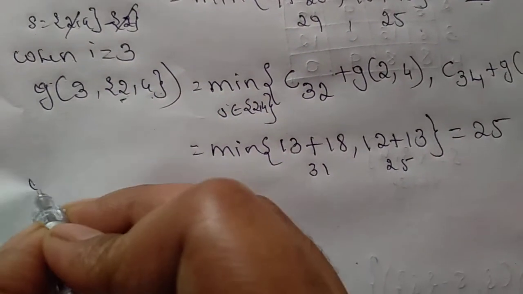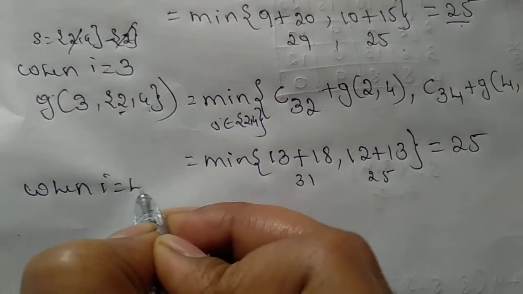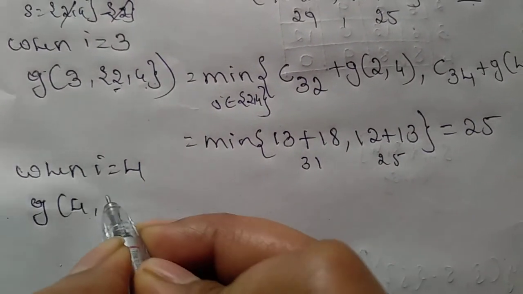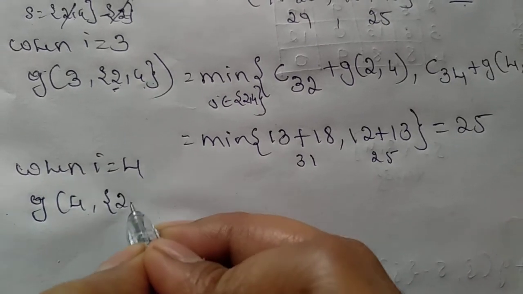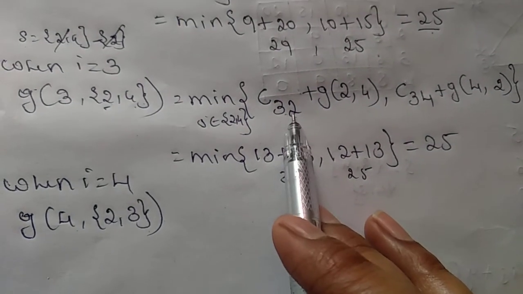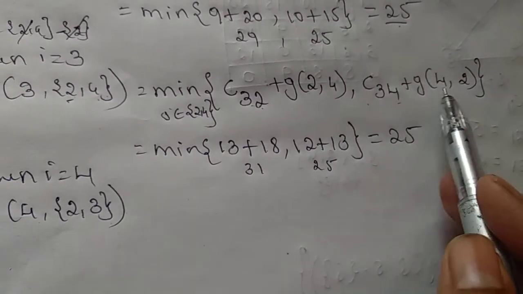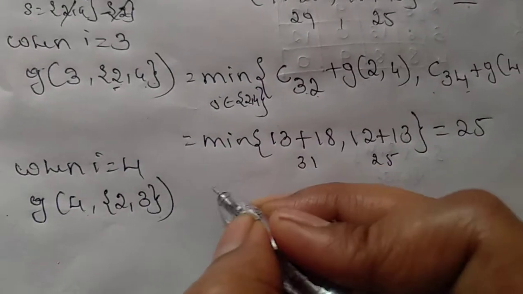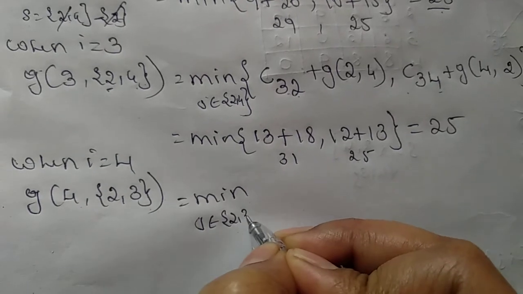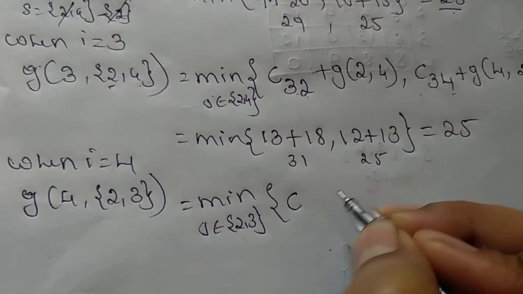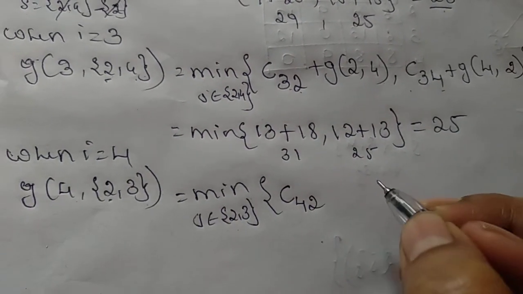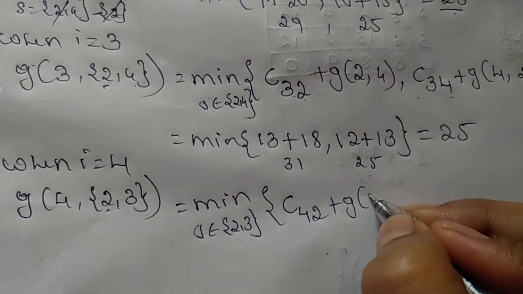Next, from 1, I'm not going to either 2 or 3. I'm going to 4. So when i is equal to 4, what is the possibility? Again, it can either go to 2 first or it can go to 3 first. See here, from 3 it goes to 2, then 2 to 4. If it goes to 4, then 4 to 2. Here also the same thing. Min j belongs to 2, 3. Then C i value is 4. J value first I'll consider 2. 4, 2 plus G of 2.